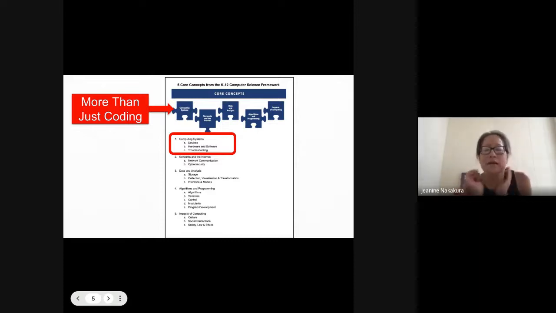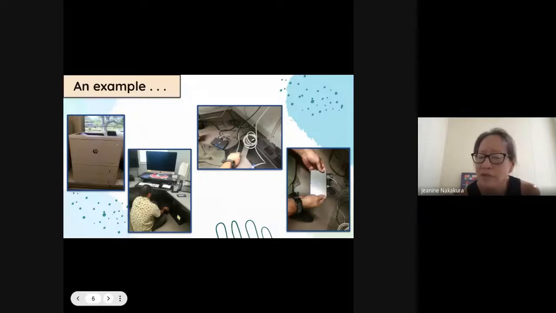And it's really small, so I'm going to go close. So the 5 core concepts consists of devices, hardware and software, and troubleshooting. Okay? It's more than just coding.